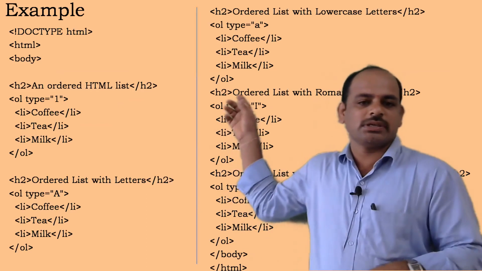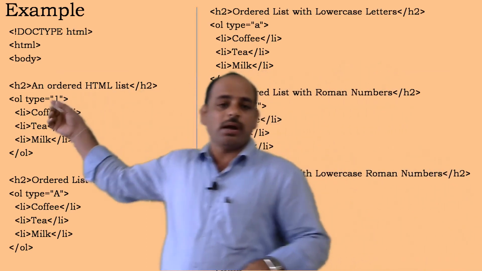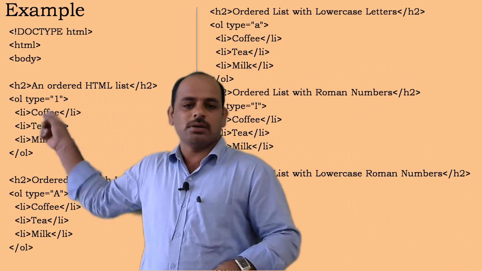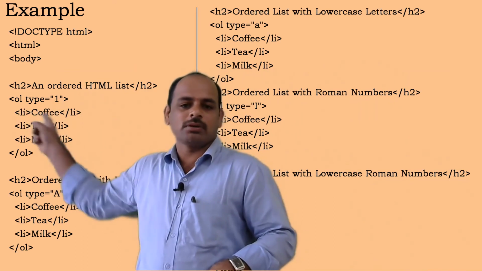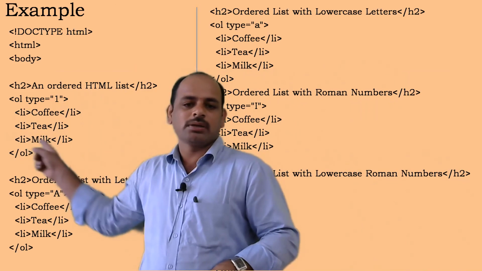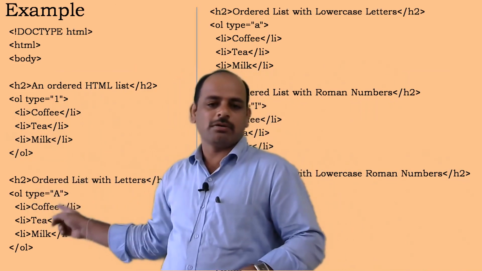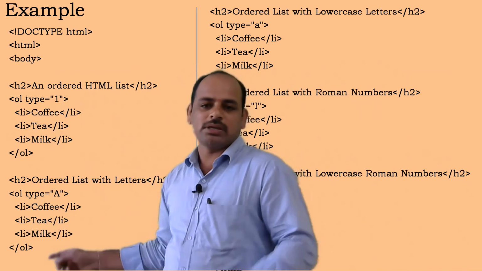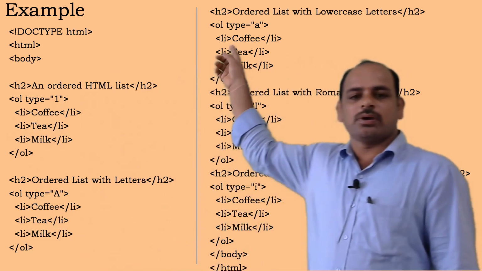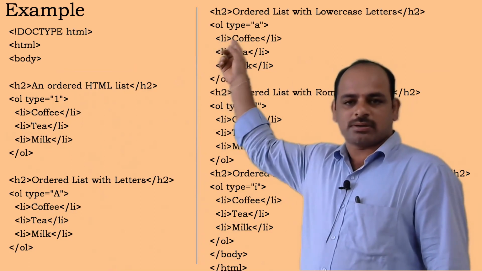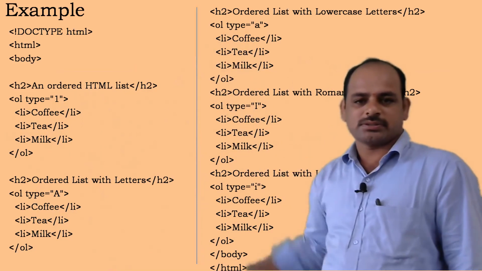So in this you can see the ordered list attribute type, simply OL type equal to 1. 1 means all list items are numbered: 1 coffee, 2 tea, 3 milk. Here type equal to A means A coffee, B tea, C milk. Like this. Again the OL type attribute specifies the order number, right? So like this. Next.